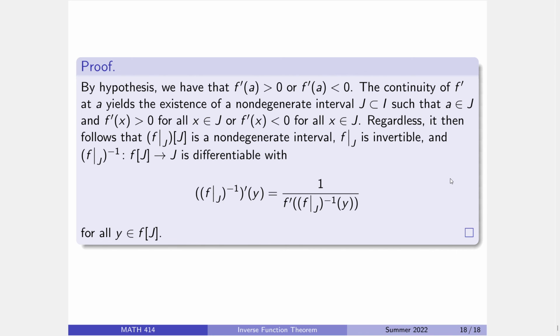The restriction of f to J gives me a range that is a non-degenerate interval. The restriction of f to J is invertible, and the inverse of that restriction is differentiable, and the formula behaves the way you want it to. And there we go. Beautiful. All right, so we have now covered most of the stuff we talked about on differentiation.